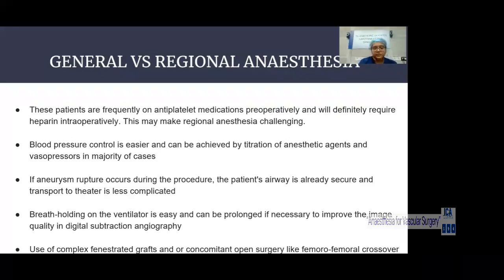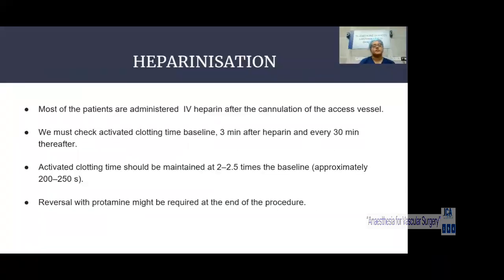If the aneurysm ruptures during the procedure, the patient's airway is already secured in general anesthesia and transport to theater is easy. Breath holding on the ventilator is easy and can be prolonged if necessary to improve image quality. Use of complex fenestrated graft and concomitant open surgery may also be required sometimes.